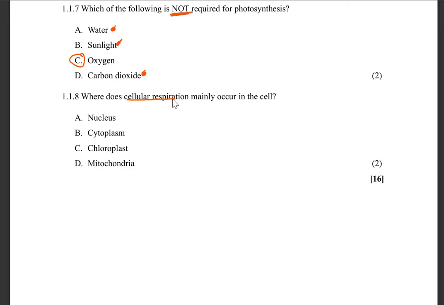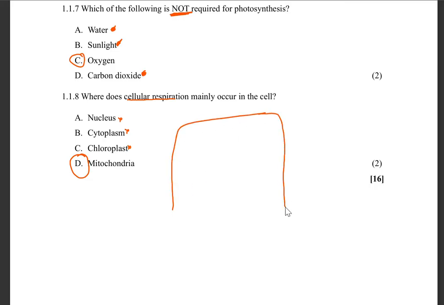Cellular respiration, does it occur in the nucleus? No. Cytoplasm? No. Chloroplast? No. Mitochondria? Yes. So cellular respiration occurs inside the cell.